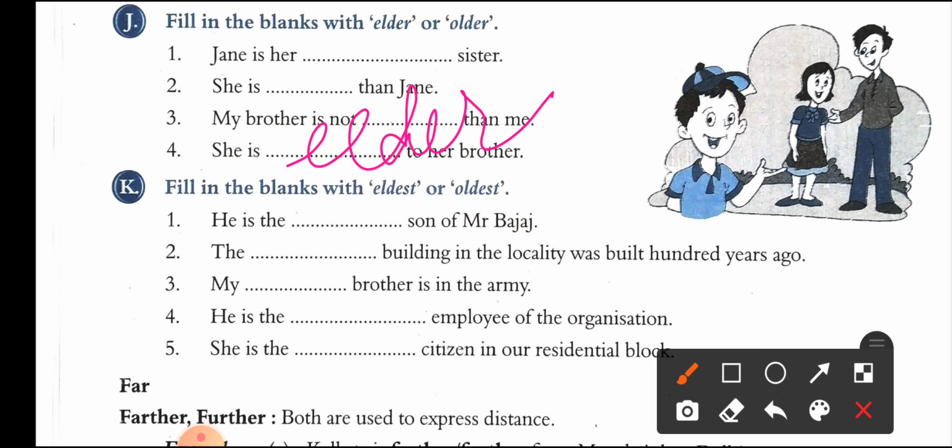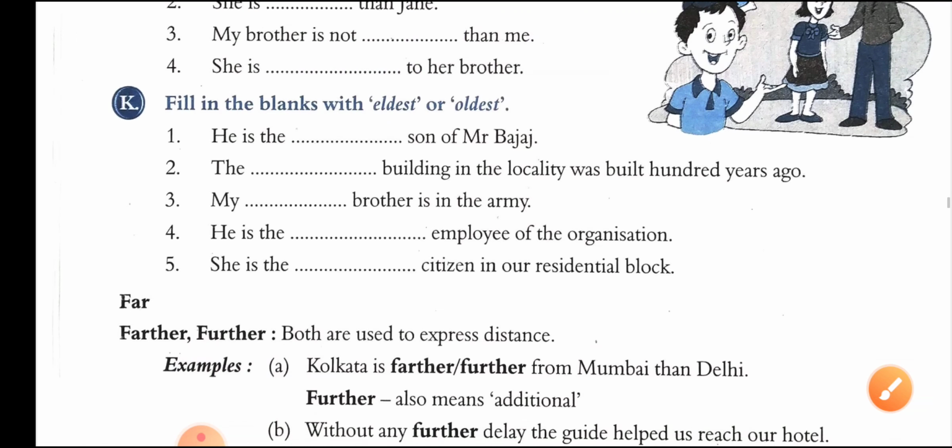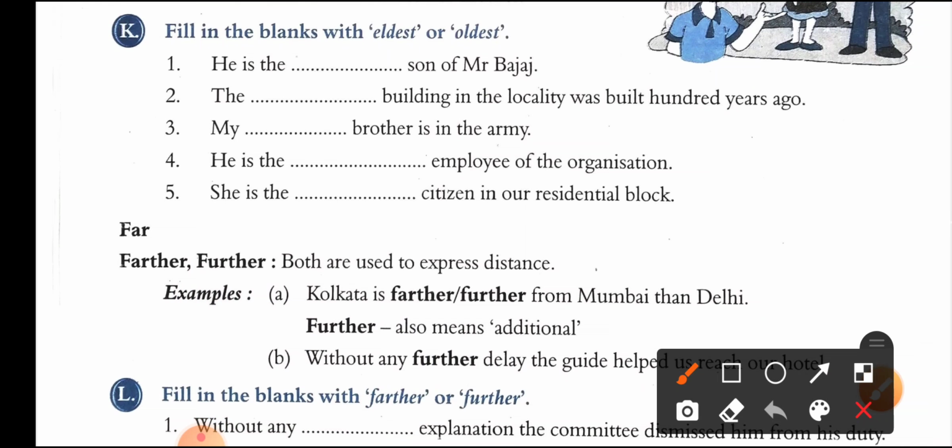Next is once again of this older, eldest type. So let's see. He is the son of Mr. Bajaj. Eldest or oldest? So what you will do? The sentence is describing the relation of a father and a son. So it's a family. What you will do? Elder. So first is what? Eldest. E-L-D-E-S-T.